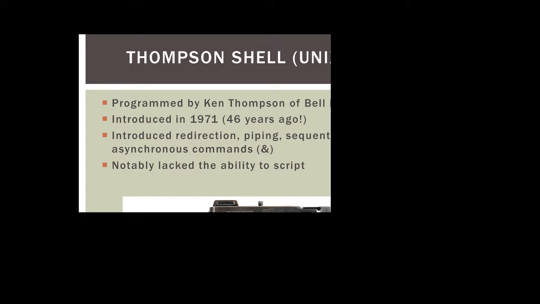The first shell was the Thompson shell. It's also known as the Unix version 6 shell because it was released alongside Unix version 6 to colleges and universities, as well as being used inside Bell Labs. It was programmed by Ken Thompson of Bell Labs, introduced in 1971. That's 46 years ago. Now, it introduced some basic input-output handling through redirection, piping, sequential commands, and asynchronous commands. It notably lacked the ability to script.